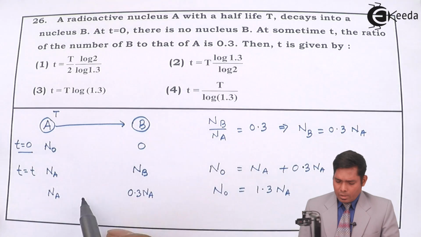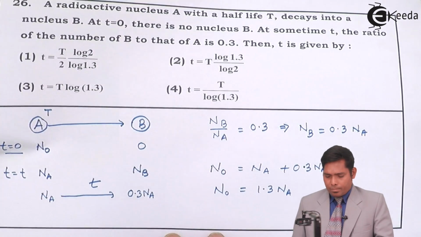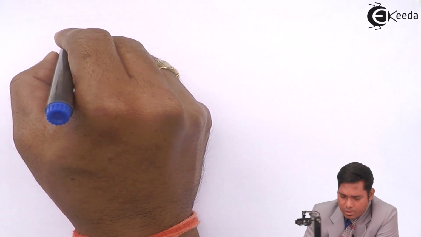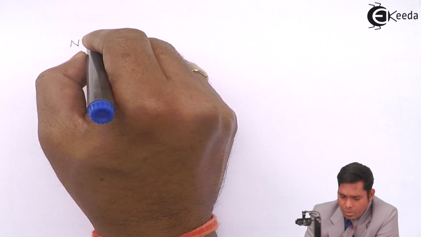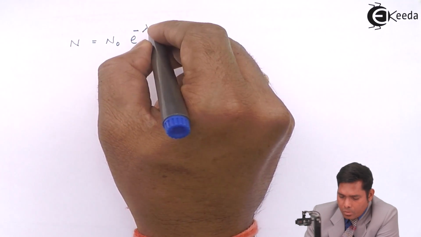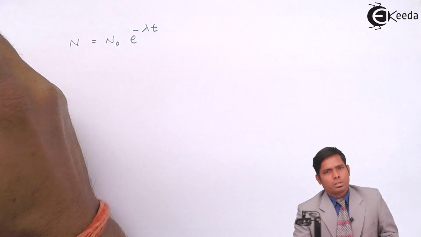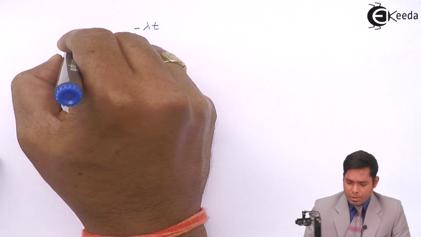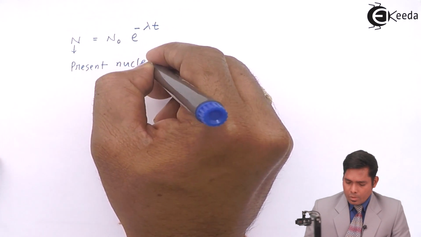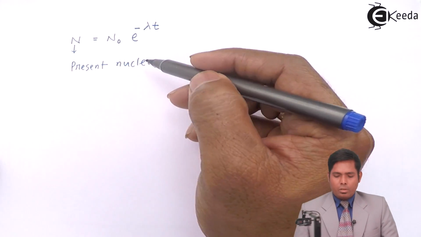Now the question is to find the time in which this happens. How to find the time? We have one equation: N equals N naught e raised to minus lambda t. This is the equation to find the number of nuclei present at any instant, the nuclei that survive after time t.